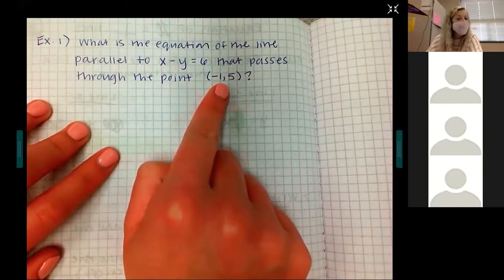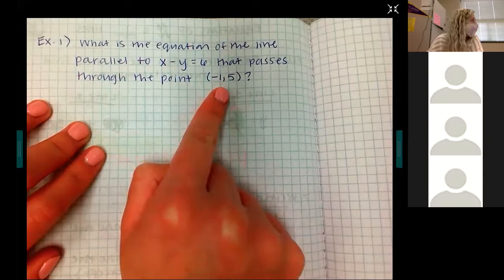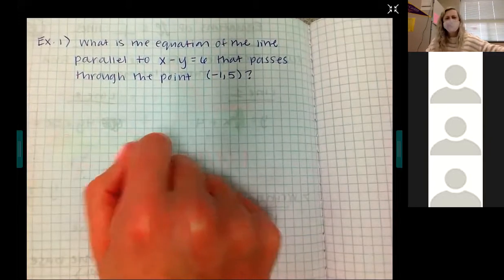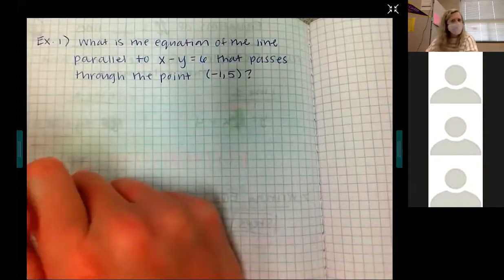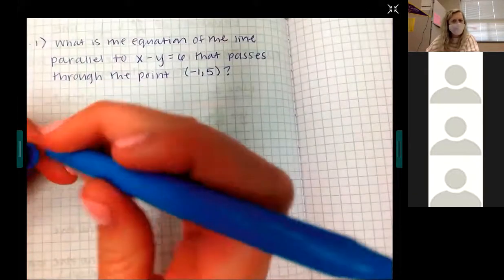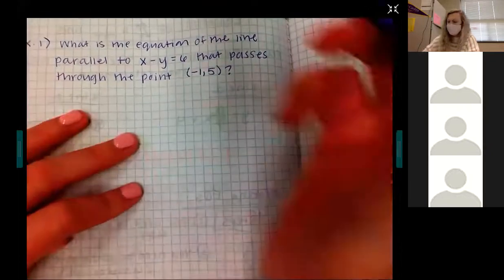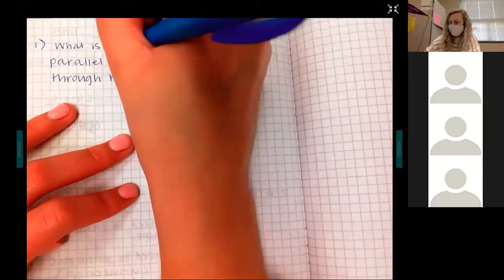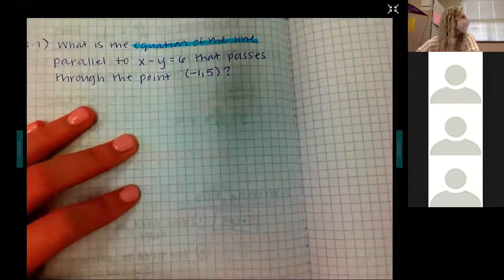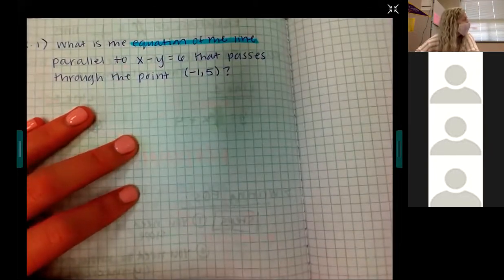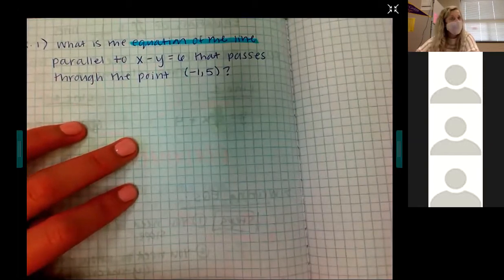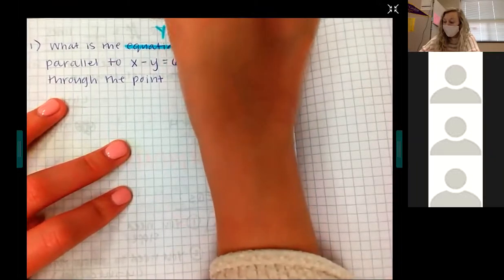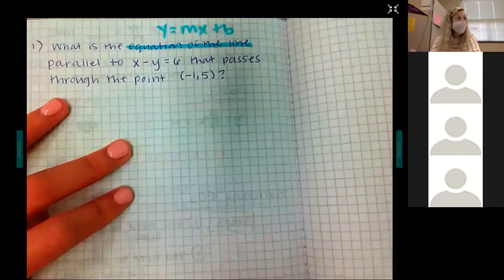So what they're asking us to do ultimately is to do what? What are they asking us to do? What's the very first 5 words say? What is the equation of the line? We're trying to write an equation. So at the very end of this, my answer should look like y equals mx plus b, right?